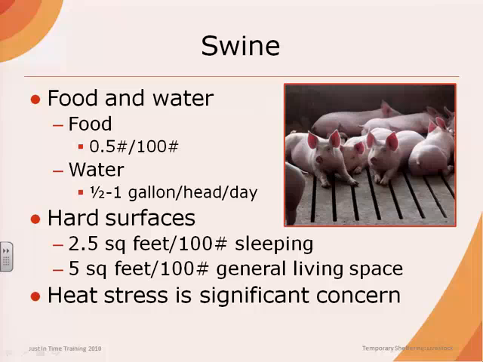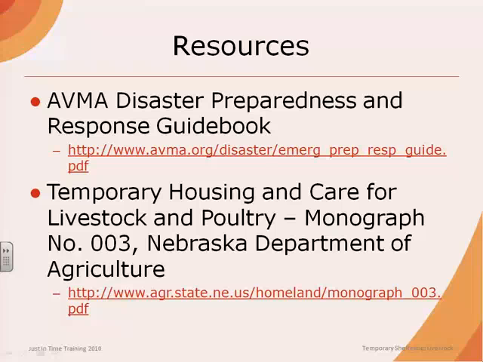Young animals will need to be provided with significant environmental shelter and temperature moderation, while older stock will require shade or bedding as appropriate to the environmental conditions. Heat stress is a significant concern with this species. This presentation provided a brief overview of factors to consider when planning and establishing temporary shelter facilities for livestock. For additional information on this topic, see the AVMA Disaster Preparedness and Response Guidebook.